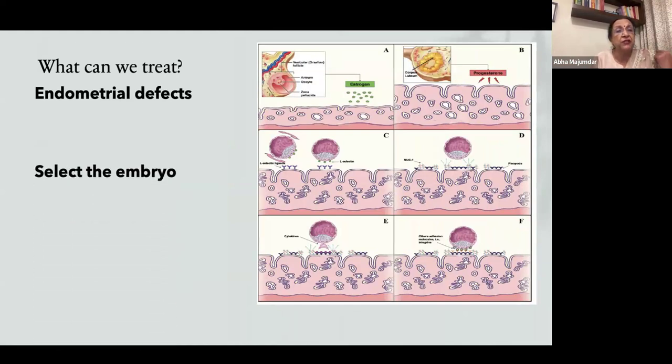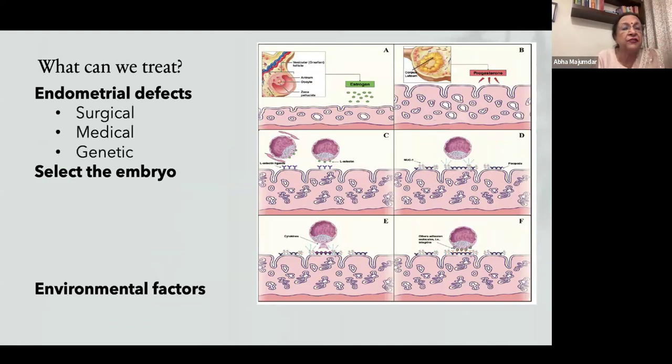So we can treat endometrial defects. We can select a good embryo, make a good one and select a good one. And we can maybe look into the environmental factors. In endometrial defects, how can we treat? We can do surgery if we find a problem. We can give medical treatment and we can do genetic analysis.